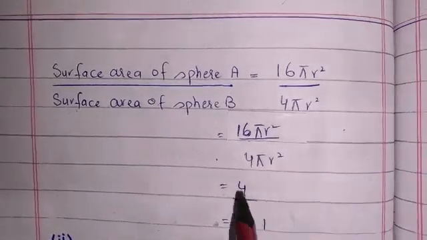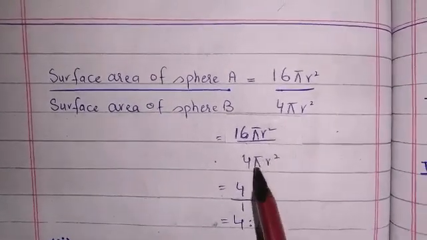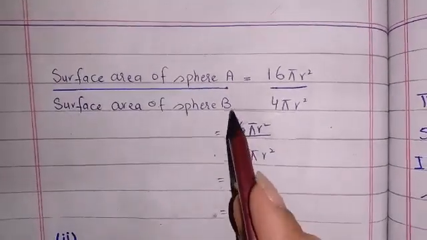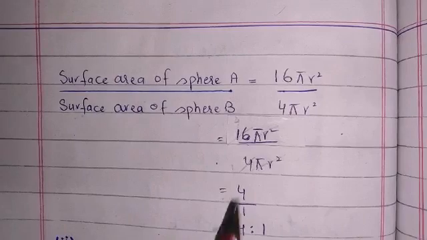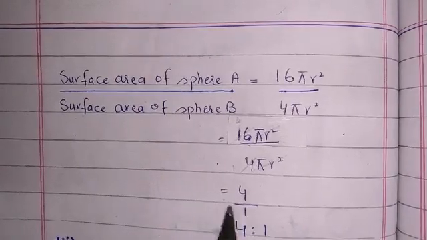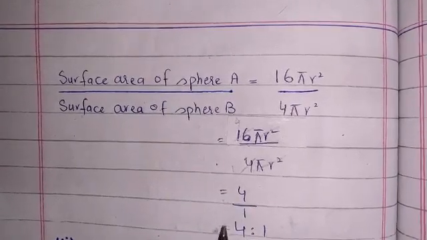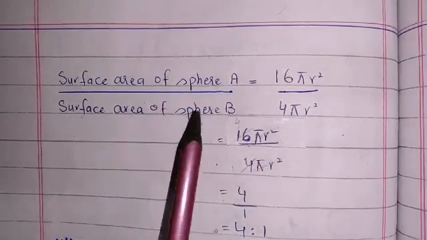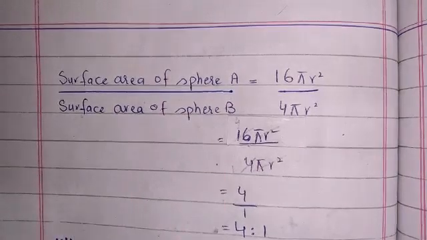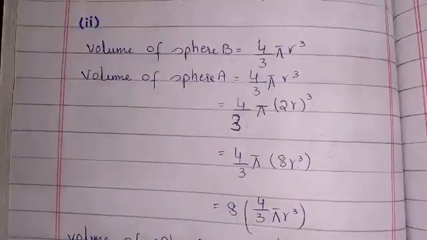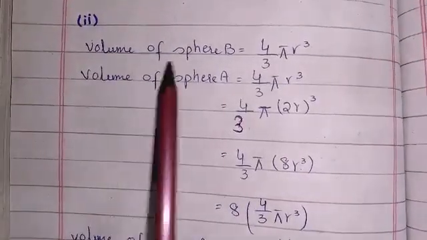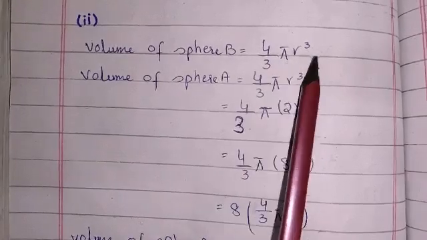Now students, we will simplify both terms. 4 ones are 4, 4 fours are 16, and pi r square will cancel with the pi r square. So our remaining numbers are 4 over 1. So here our ratio between the surface area of sphere A and surface area of sphere B is equal to 4:1. Now students, our second requirement is volume. Volume of sphere B is equal to 4 over 3 pi r cube.